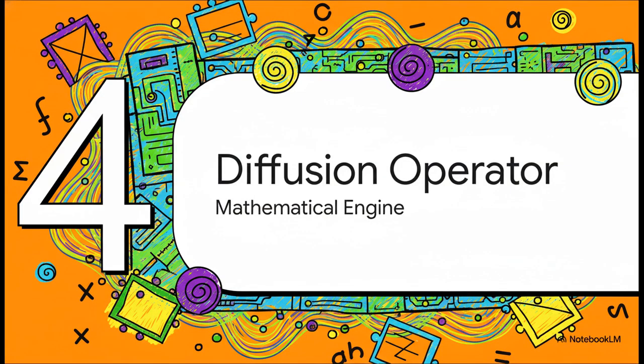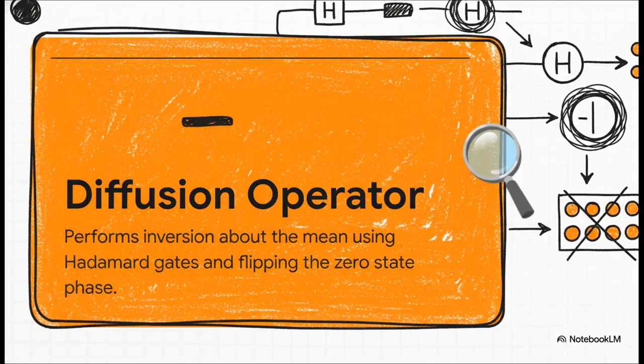Section 4, the diffusion operator explained. All right, let's lift the hood and look at the mathematical engine driving that second step. The diffusion operator, which we call D, has a very specific formula. D equals negative H⊗n I₀ H⊗n. What exactly does that mean for us?